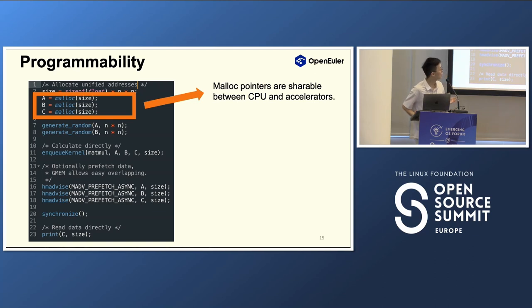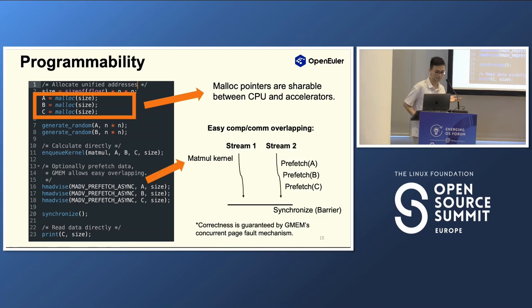So we start by using malloc just as how you write your normal C++ program. We malloc three buffers for A and B and C. And these pointers are now shareable between your CPU and accelerators.